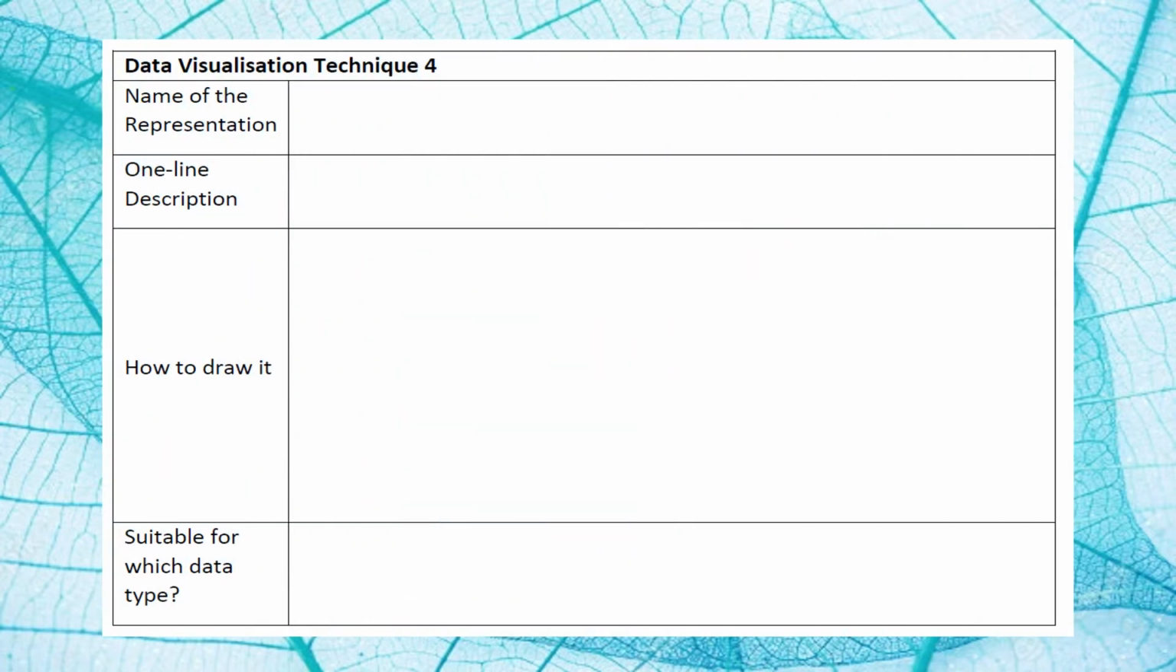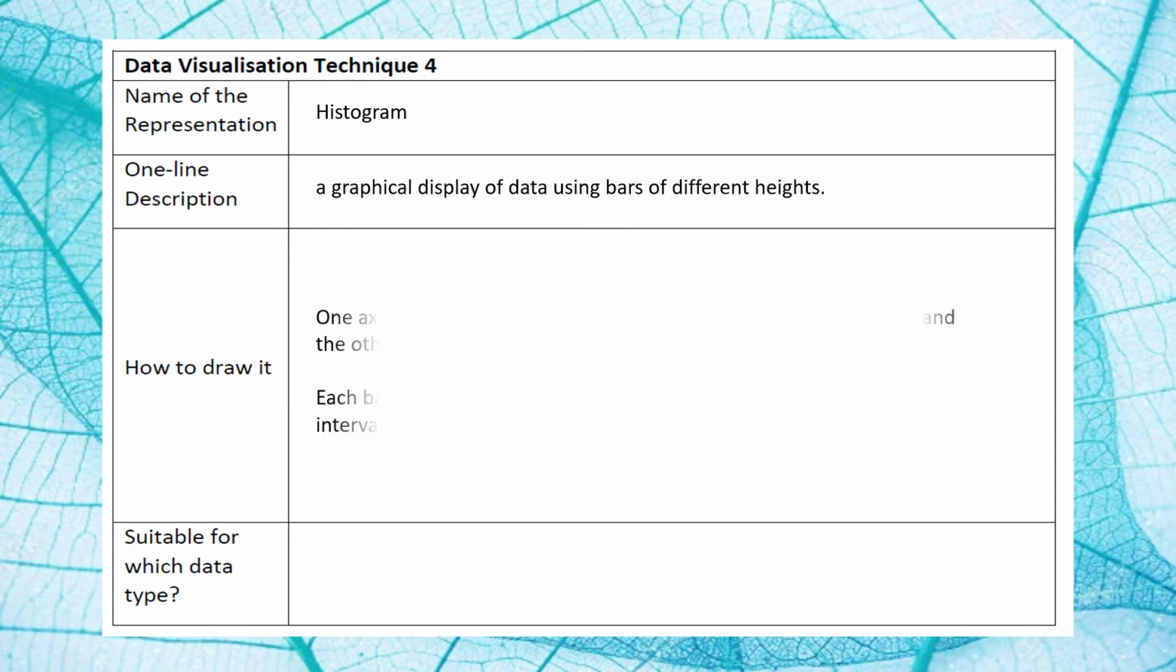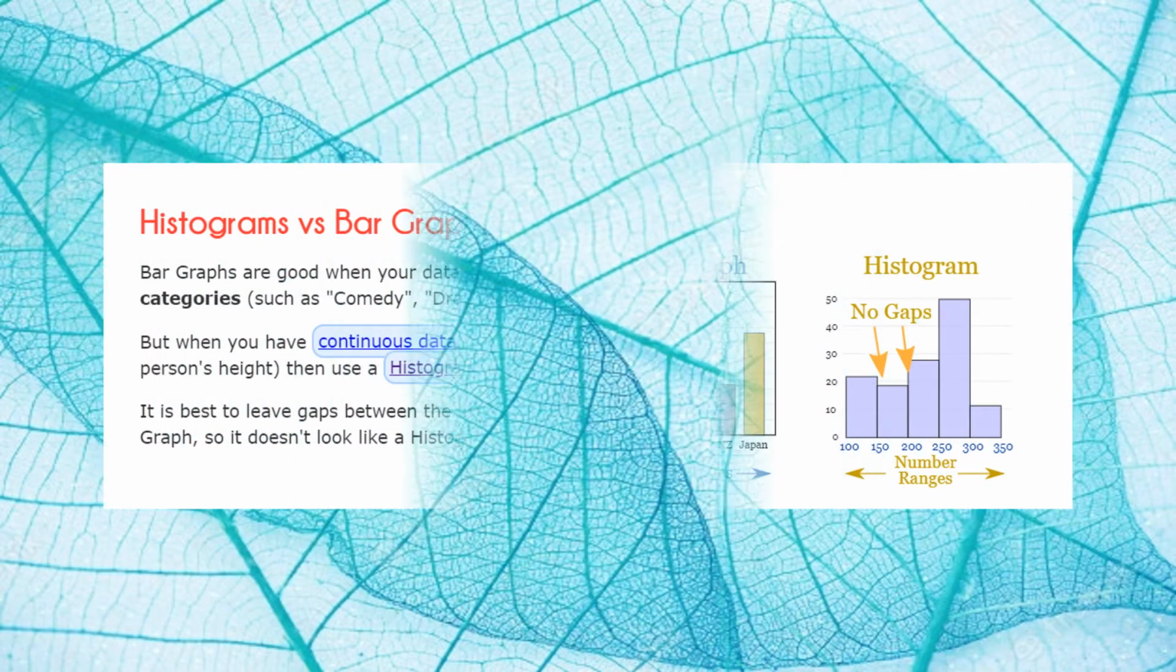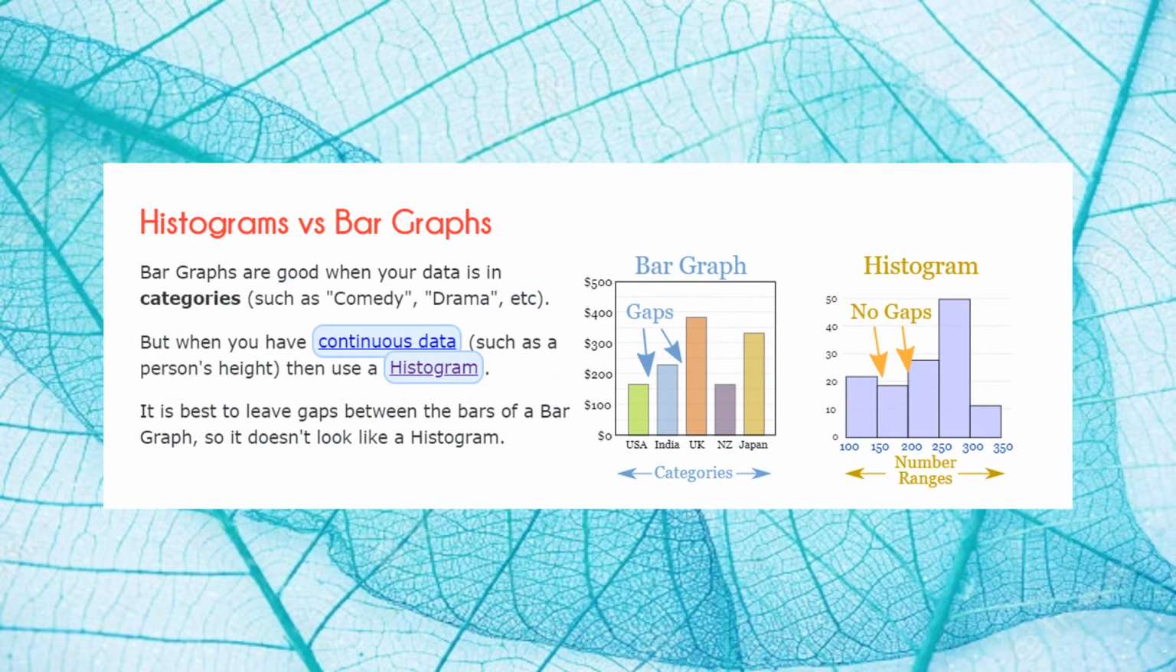And data visualization technique 4, histogram, a graphical display of data using bars of different heights. One axis of the chart shows the specific categories being compared and the other axis represents the discrete value scale. Each bar in a histogram represents a tabulated frequency at each interval, a bin. These are suitable for comparisons, data over time, distributions, patterns and the range. This is an example for the histogram. The main difference between the histogram and the bar graph is that there is a gap between the bars of a bar graph, whereas there is no gap between the bars of the histogram.